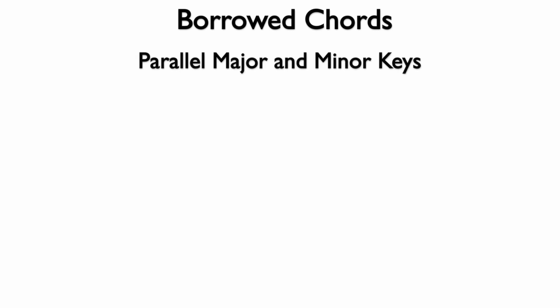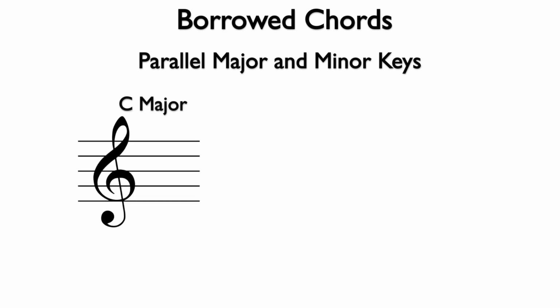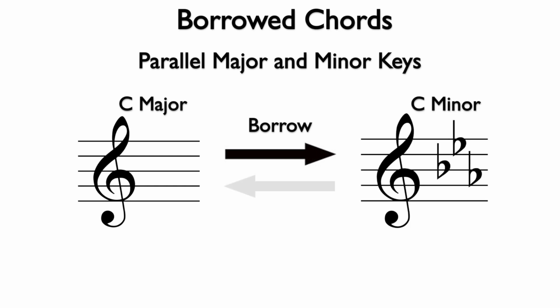Borrowing chords refers to the practice of using chords from parallel major and minor keys in a chord progression. For example, in the key of C major, a composer could borrow chords from C minor, or the other way around. Since the tonic remains the same, this is not considered a modulation. The chords add a unique color to the overall major or minor tonality.